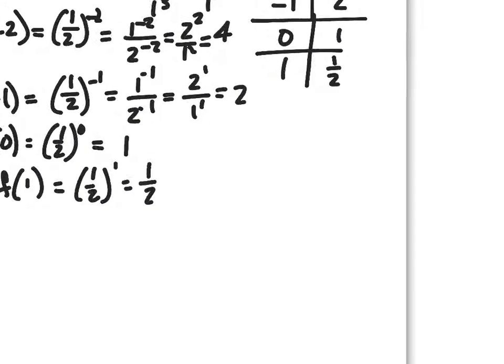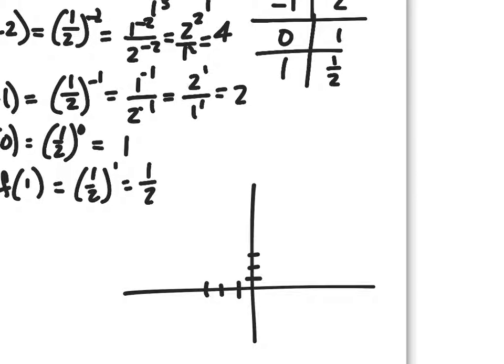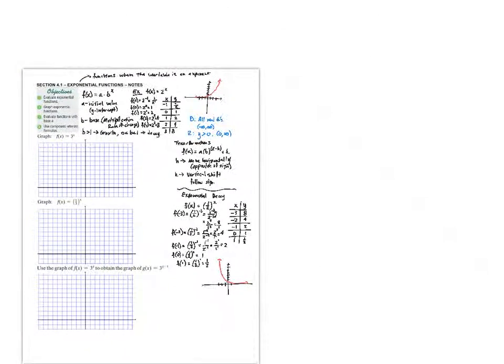Okay, and if I graph this, if I graph the point -3, 8, it's going to be up here. If I graph the point -2, 4, that is here. Then 0, 1, and then 1 and 1/2. And what ends up happening is you get this exponential decay where it goes in the opposite direction, okay? So you've got two options here. You're going to have either exponential growth or exponential decay, okay? And it depends on the value of b that you have, all right?